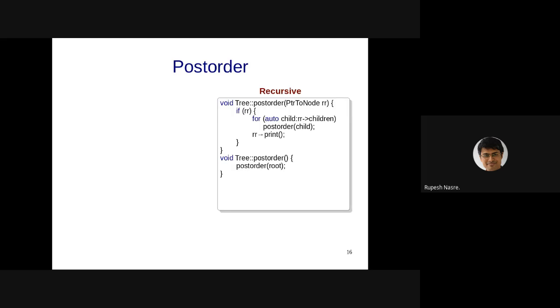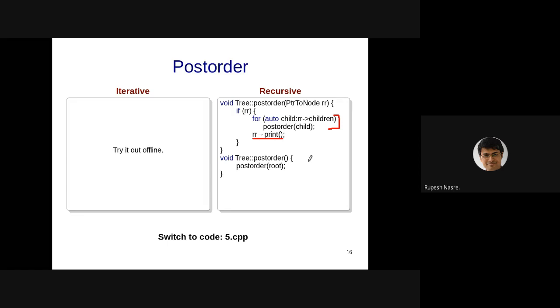So the iterative code will essentially look like this. So exactly the way we had written for pre-order, this RR arrow print was before, now it is going to be after this statement, right? And the iterative code, I'll leave it for you to figure out, but yeah, I think I'll skip this in the interest of time. Any questions on this post order traversal?